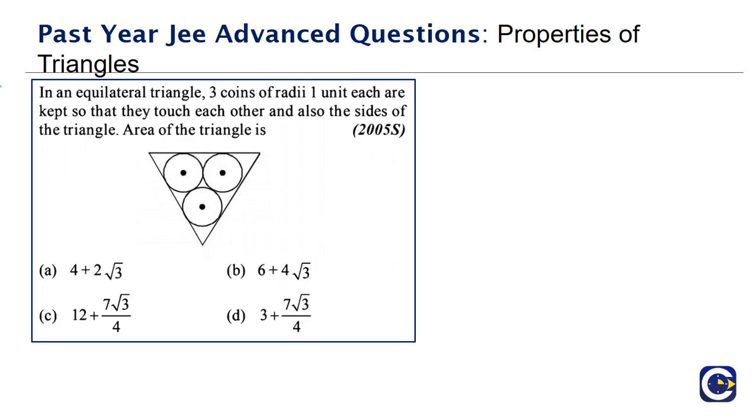In an equilateral triangle, 3 coins of radii 1 unit each are kept such that they touch each other and all the sides of the triangle. Then the area of the triangle is. If you consider this situation, in which this circle is C1, this circle is C2 and this circle is C3, and I am considering this triangle to be A, B and C.